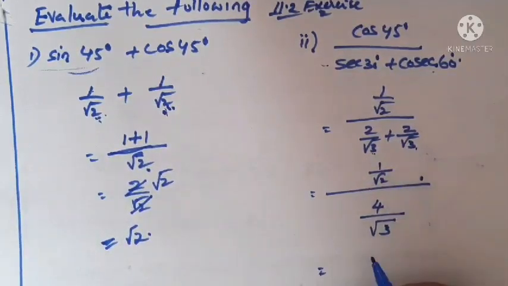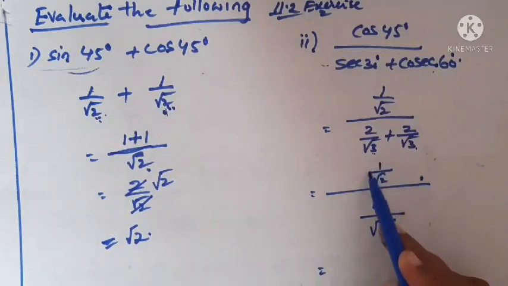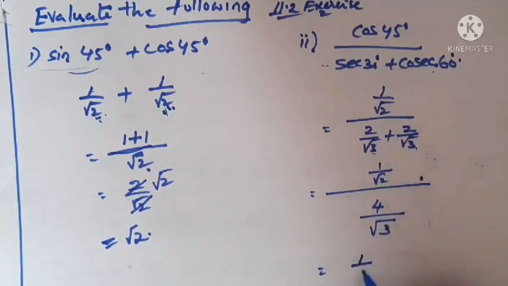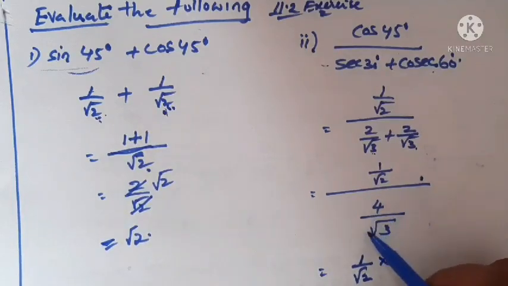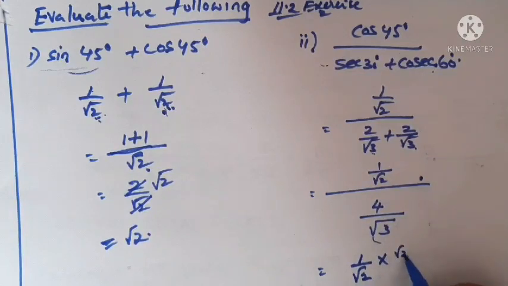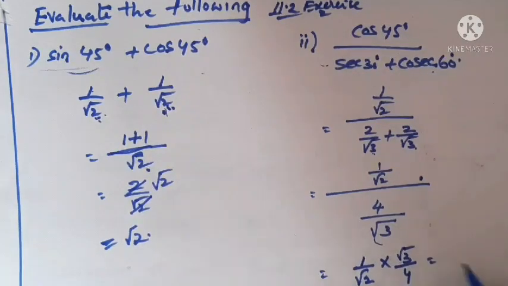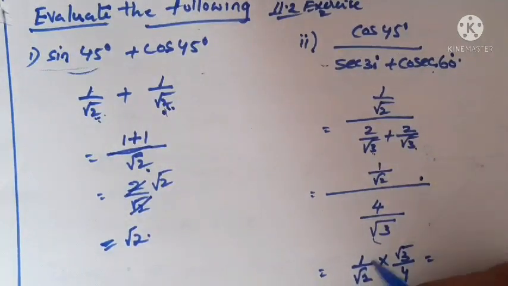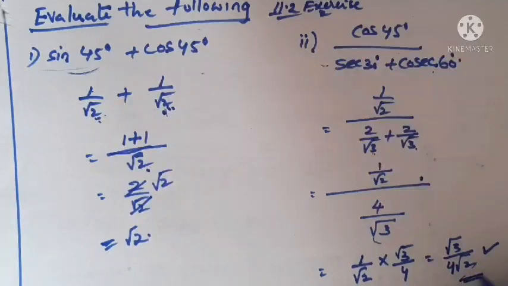And now, you write 1 by root 2 as it is, and multiply by the reciprocal of the denominator, that is root 3 by 4. 1 into root 3, root 3. So 4 into root 2, 4 root 2. That is the answer.